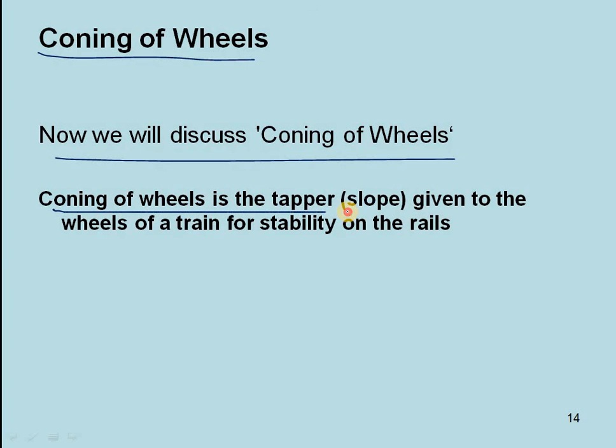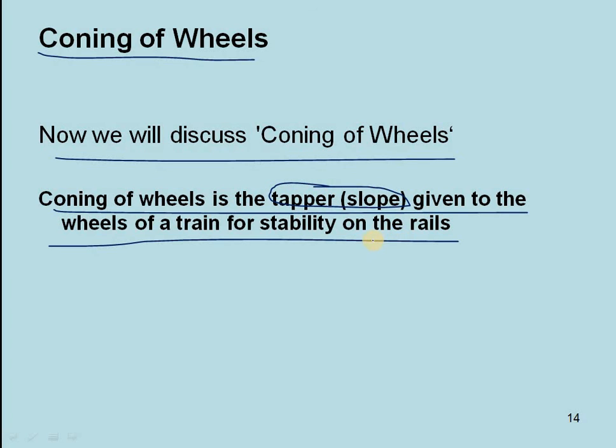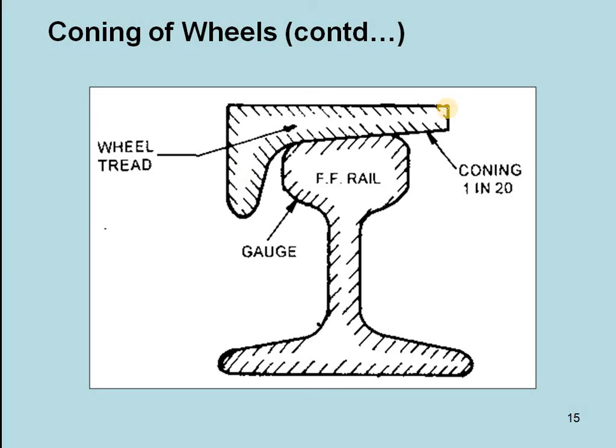Coning of wheels is the tapered slope given to the wheels of a train for stability on the rails. Remember, coning of wheels is nothing but a taper, a slope provided for stability on the rails. You can see the coning which is provided on the wheel tread. The wheel tread will be smooth. This coning will be 1 in 20. This is a flat footed rail and this is the gauge.